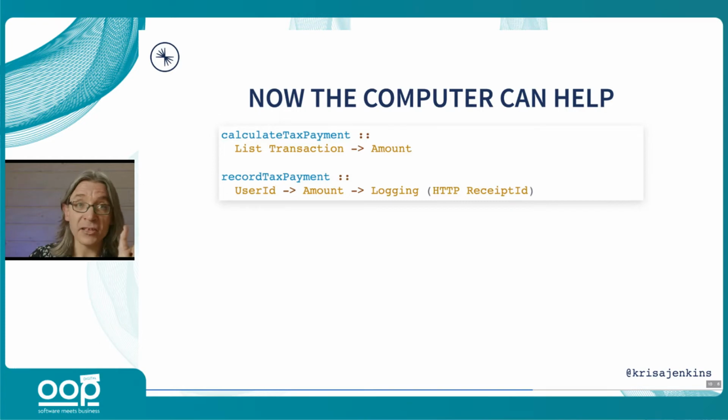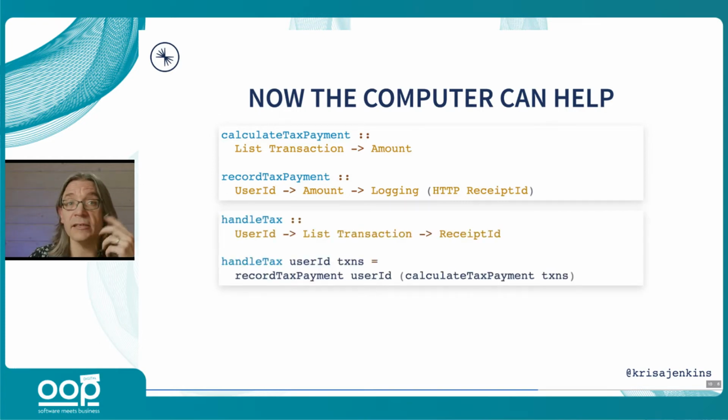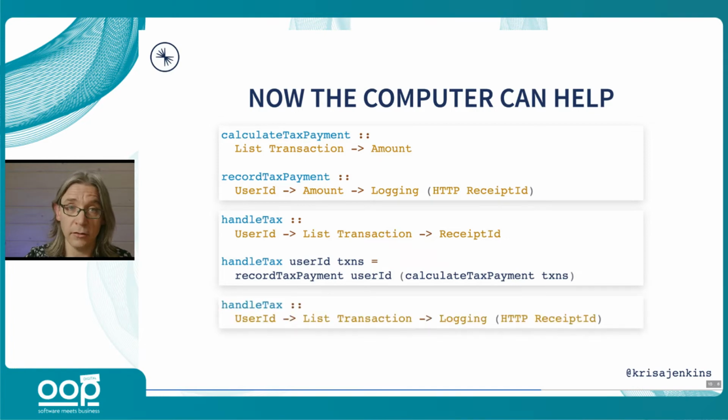So now I come along and I try and compose those bits of code into a handle tax function. I say, you give me a user ID and a list of transactions, and I'll give you a receipt. But the compiler complains. It knows this isn't enough. To generate a receipt, it's going to complain that you're calling a function that needs access to the internet and access to logging. So it tells you the only way you can compile this is by declaring those side effects in your higher level function. You cannot get away with hiding side effects anymore.